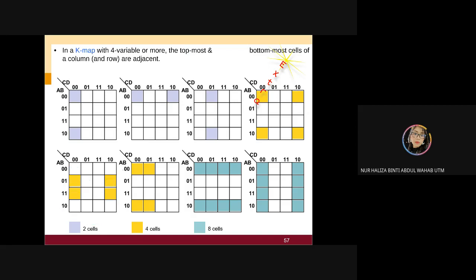And it's mentioned that you're going to have 2 cells, 4 cells, and 8 cells. Why do you need to have this? So this is the one that I mentioned. You're going to do the bubble things.